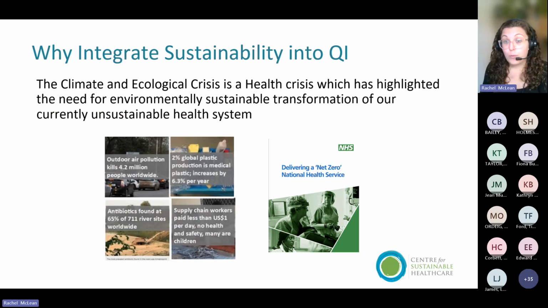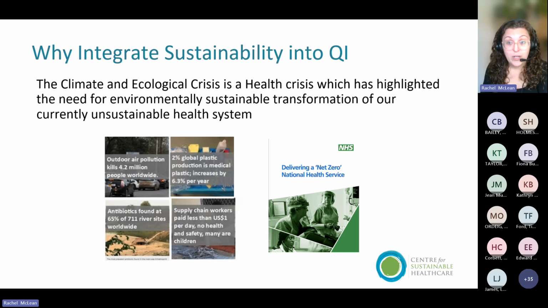And while we all want to promote health and well-being, we're also working within an unsustainable system that contributes to all of these problems. If global healthcare were a country, it would be the fifth largest emitter in the world. And in the UK, the NHS contributes 4% of the whole UK's carbon emissions, which is equivalent to entire countries' emissions like Croatia or Denmark.